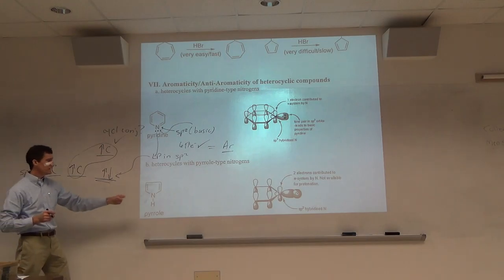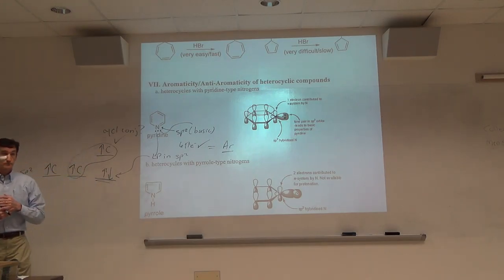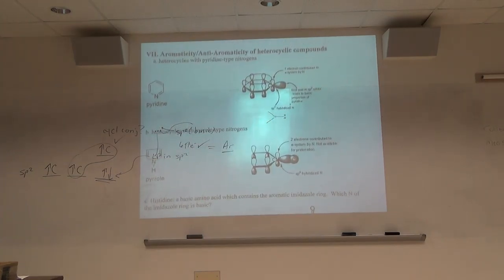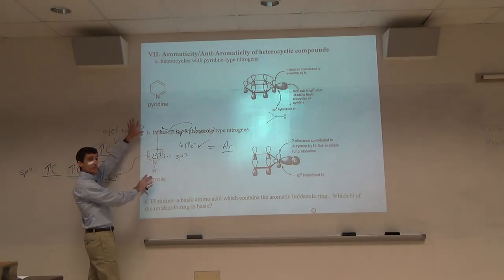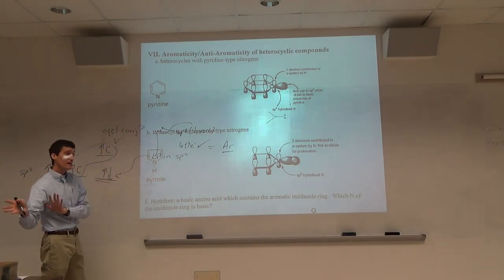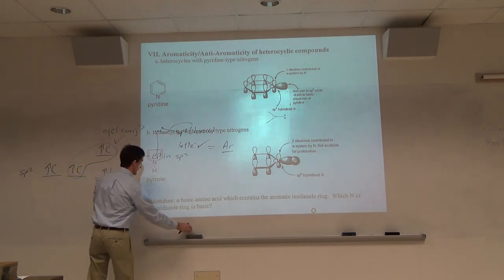In contrast, we'll see down here, pyrrole is not basic. Let's look at pyrrole. And these illustrate two types of nitrogens that you'll see in aromatic rings. Then we could go to other compounds and say, hey, this is a pyridine type nitrogen, or hey, this is a pyrrole type nitrogen.